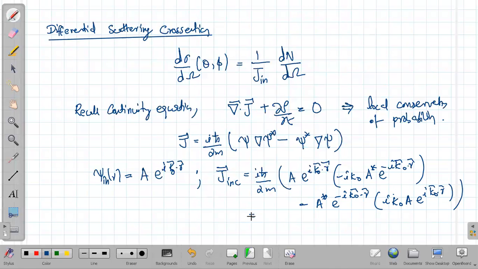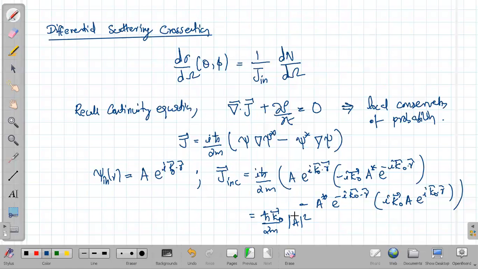Okay, so what would be the final expression here? The final expression is very simple. It becomes h cross k0 by 2m times modulus of a squared. Okay, so this is the k0 vector. You can do this yourself and try how to perform this till psi star. We can use any one of the coordinate systems to do that. So that's the incident flux: h cross k0 by 2m mod a squared.